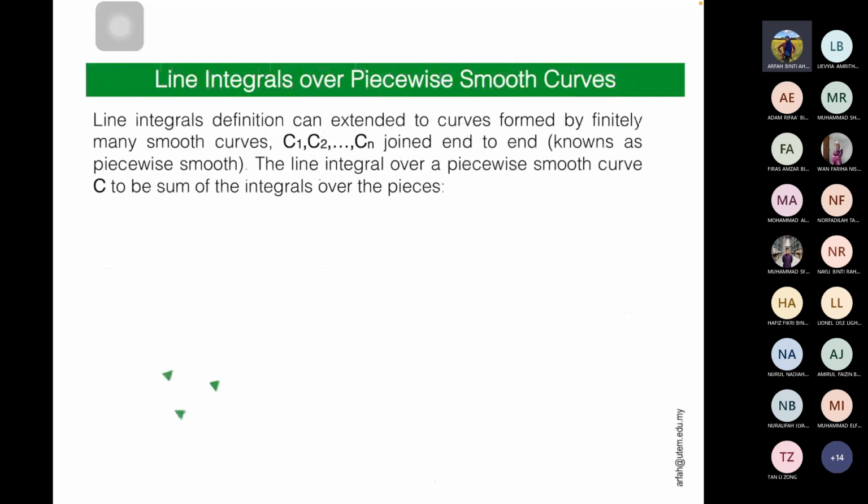So the line integral over a piecewise smooth curve C, it will be the sum of the integration over the pieces. That means if we want to find the integration over the curve C, we will add up for each piece of the curve: integration over curve 1 plus integration over the second curve plus everything up until integration over n curve. Okay. So for example, for the first one, awak ada 3 curve C1, C2 and C3. So we find the integration over this curve.